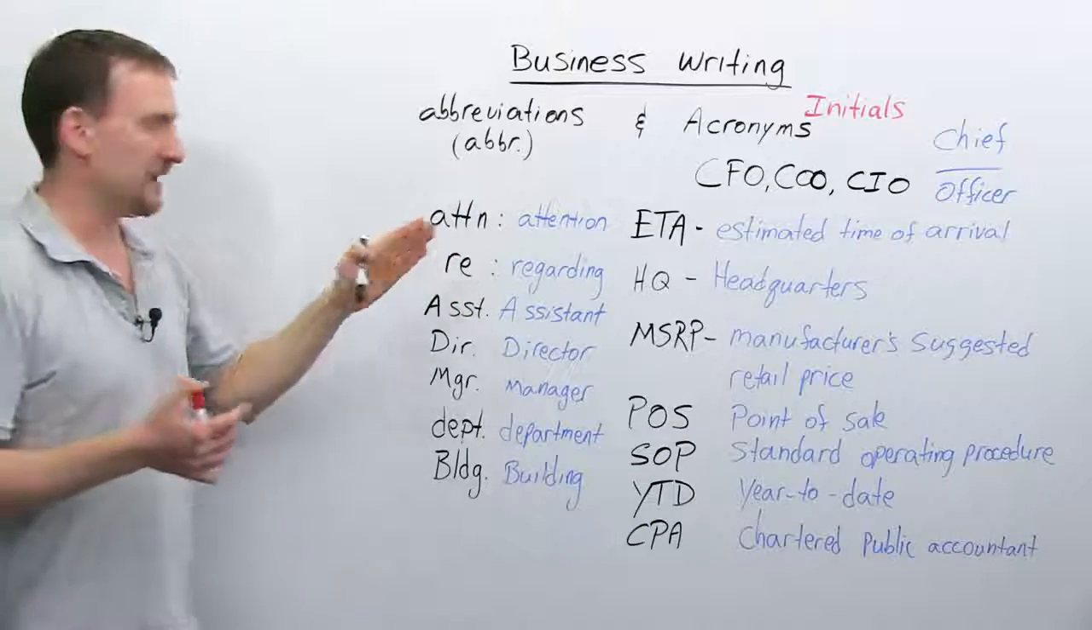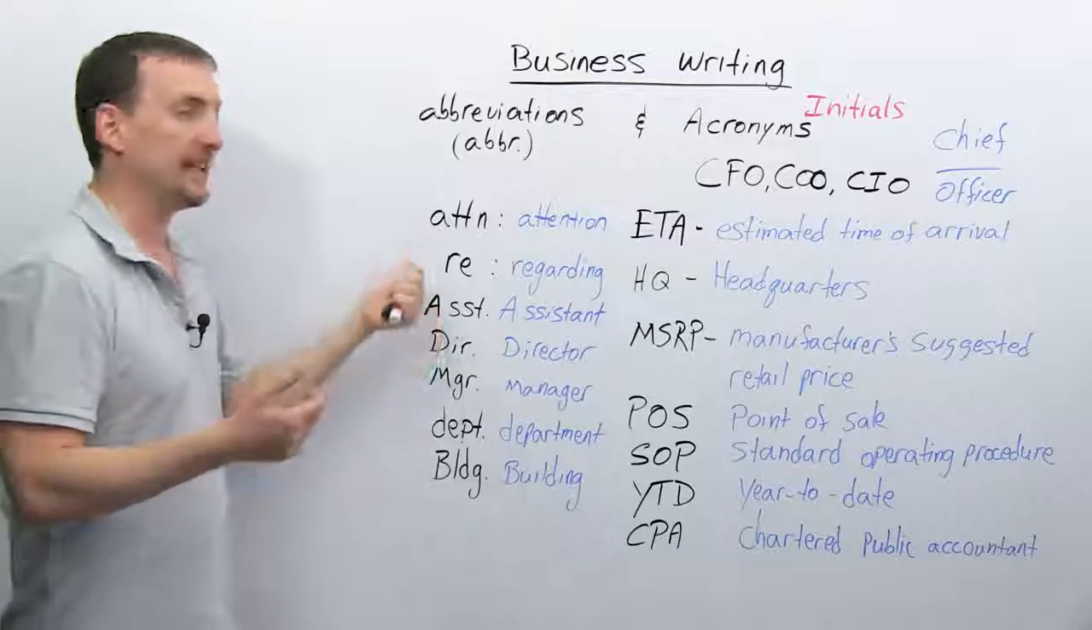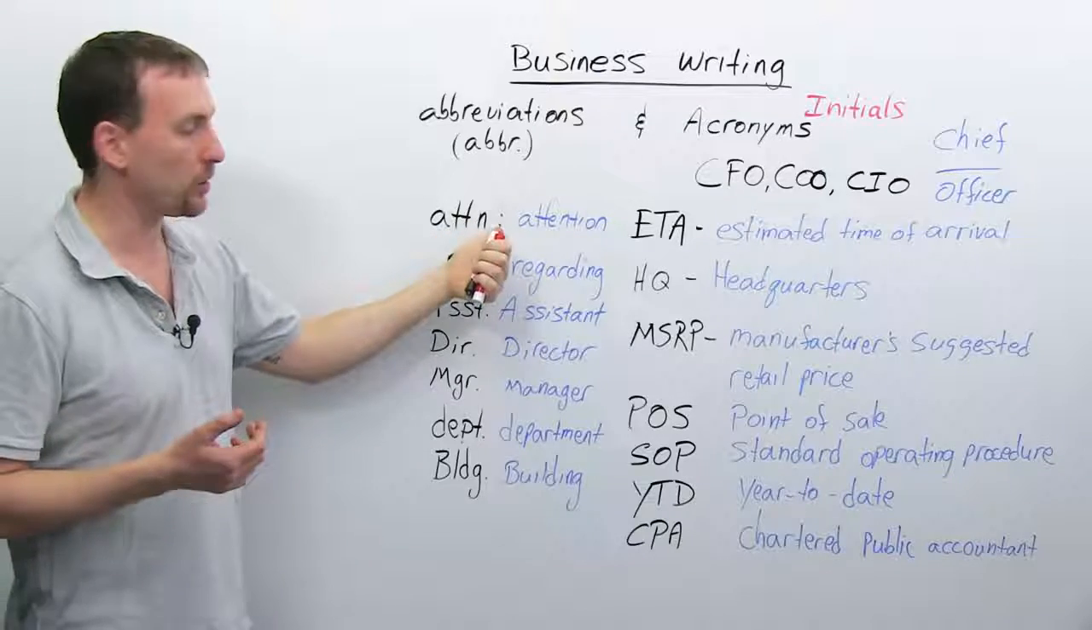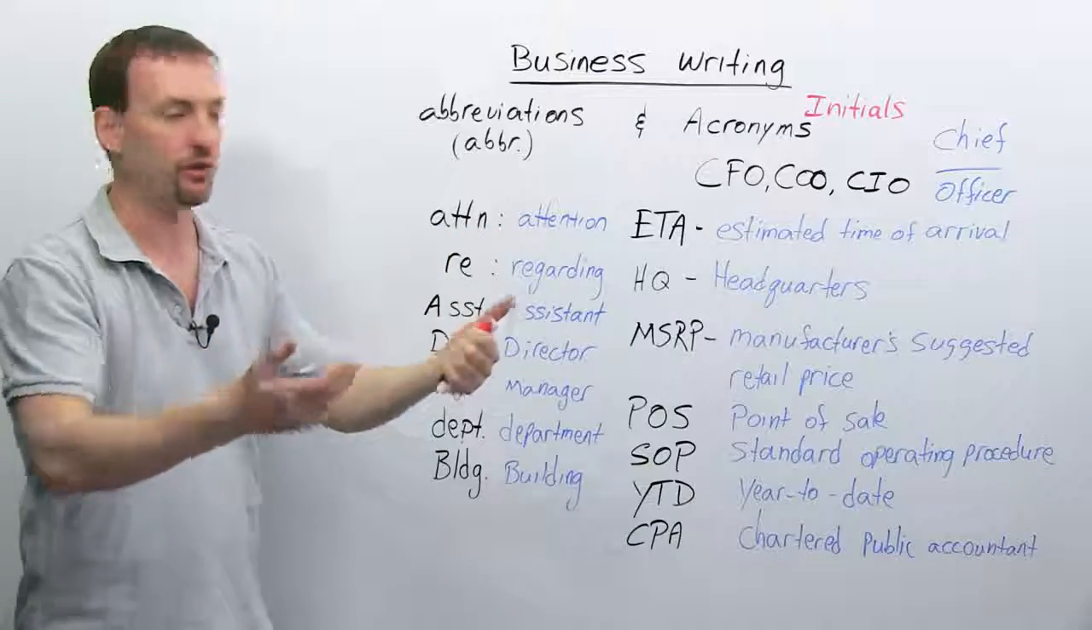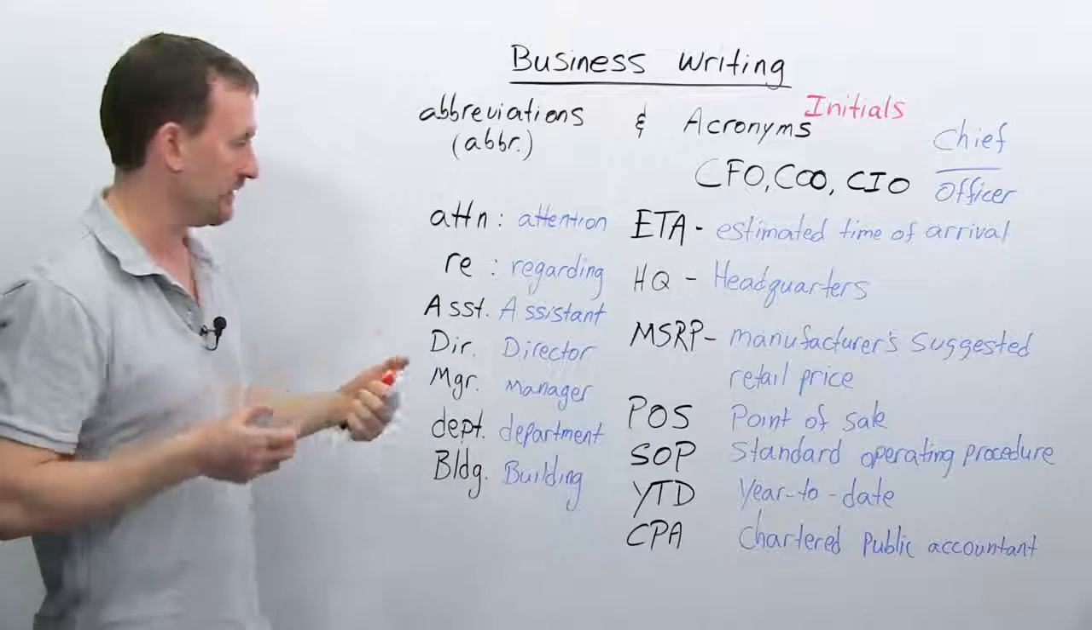In terms of business now, especially when we're writing, whether a letter by hand, like on paper, or an email, these are very common. ATTN, colon, means who are you writing to? So attention. Whose attention are you trying to get with this letter?